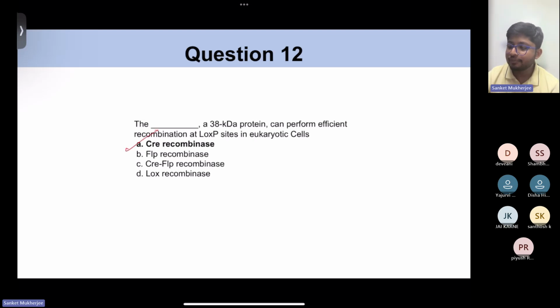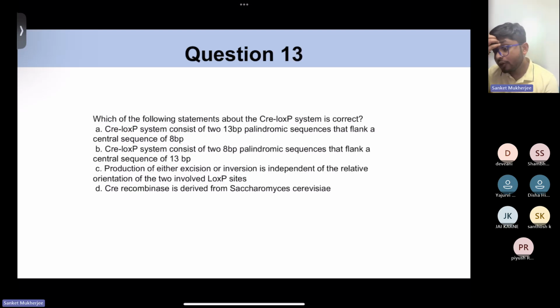Cre recombinase. Which of the following statements about the Cre-LoxP system is correct? Cre-LoxP system consists of two 13 base pair palindromic sequences that flank a central sequence of 8 base pairs. Cre-LoxP system consists of two 8 base pair palindromic sequences that flank a central sequence of 13 base pairs. Production of either excision or inversion is independent of the relative orientation of the two involved LoxP sites. Or Cre recombinase is derived from Saccharomyces cerevisiae. Which of the following statements is correct?